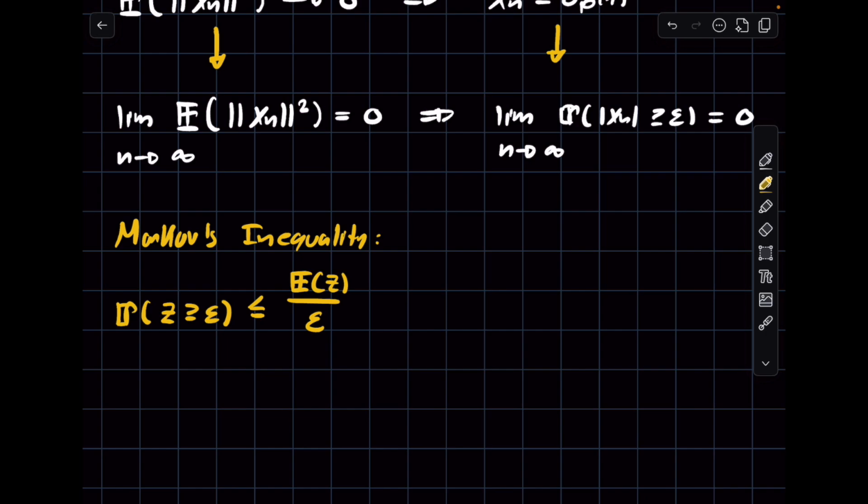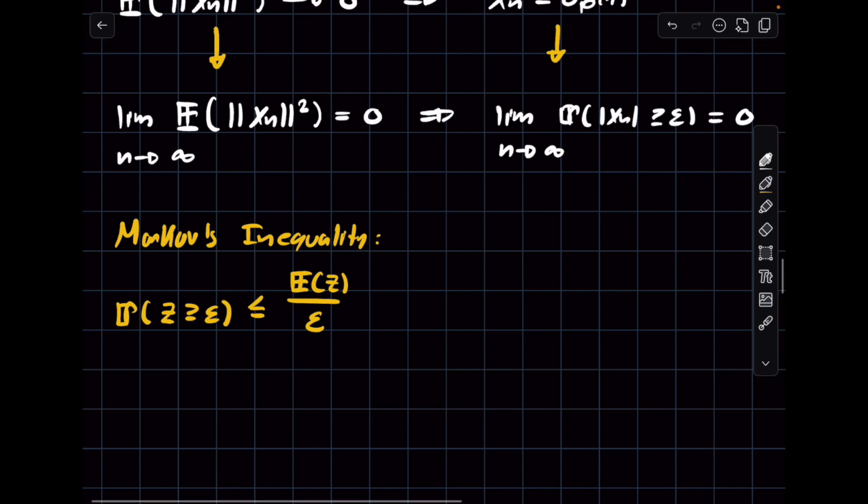Hold on, Markov's inequality. Let me just check something real quick. Maybe I did something wrong, guys. Yeah, sorry. Markov's inequality is this, right?